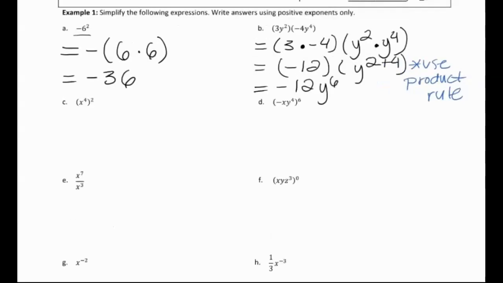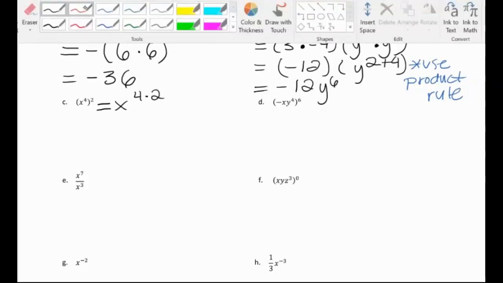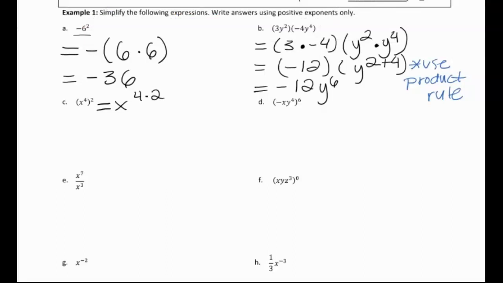For example C, we have x to the 4th raised to the 2nd power. Right here, our exponents are going to multiply each other, meaning we're going to use the power rule. So we're going to have x, 4 times 2, 8. So our answer is going to be x to the 8th power.